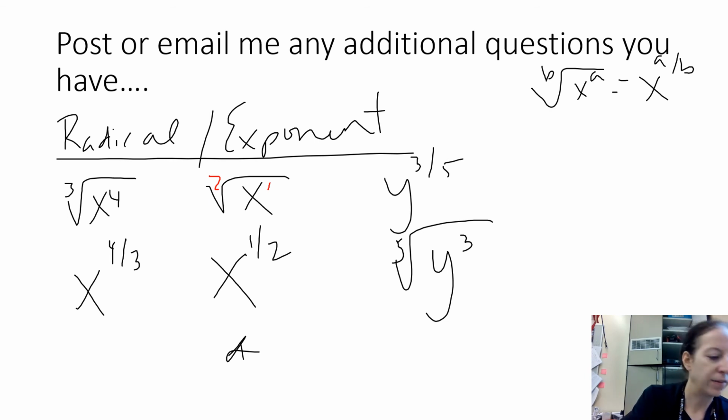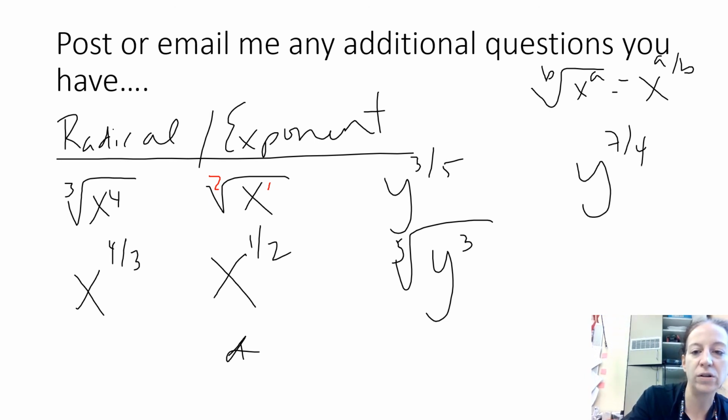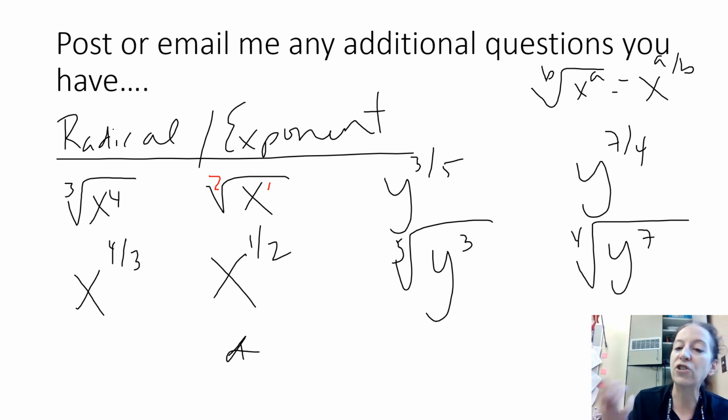And then the last one on your study guide is y to the 7/4. This would be the 4th root of y to the 7th, which can be simplified because you'd be looking for groups of 4. Don't simplify it unless the directions ask you to simplify it, because doing extra stuff means that you're opening up the possibility of making mistakes. So you really want to keep it as simple as possible.